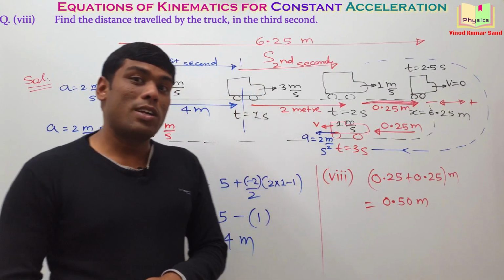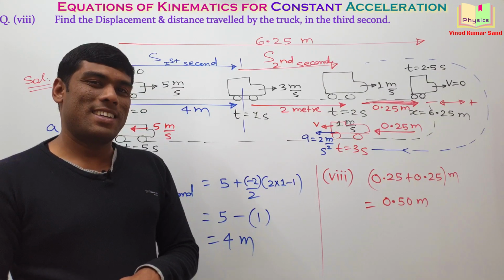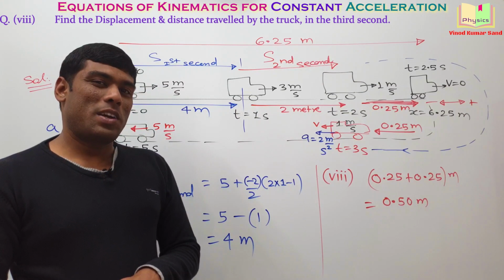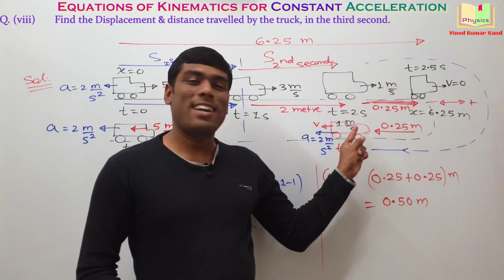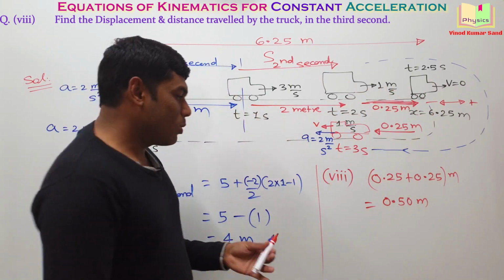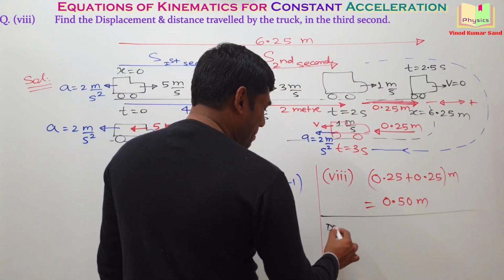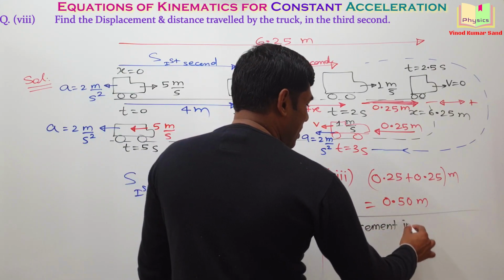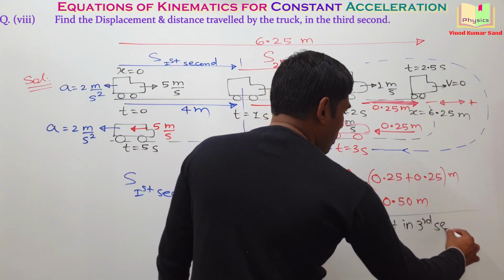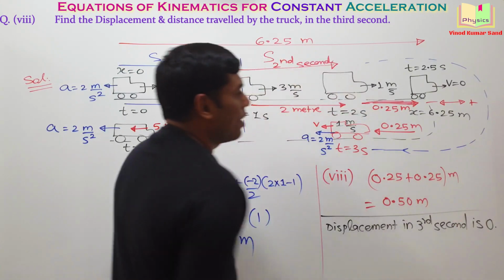What if I ask you the displacement in the third second? What should be your answer? Write it quickly in the comment box. The displacement in the third second. Correct. Answer is your favorite digit. It is 0. I am writing that here. Can you tell the logic? Displacement in the third second is 0.